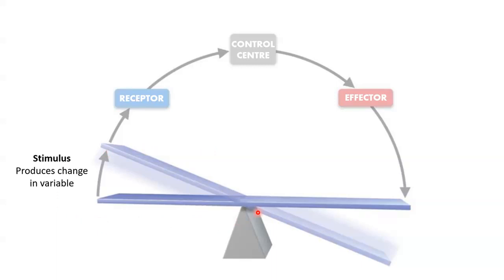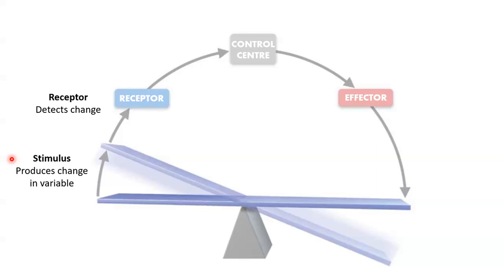The first element of a feedback loop is a stimulus. So a stimulus is something that produces a change in a variable. This could be exercise, which increases core body temperature, or it could be eating your sandwich at lunch, which causes an increase in your blood glucose concentration.